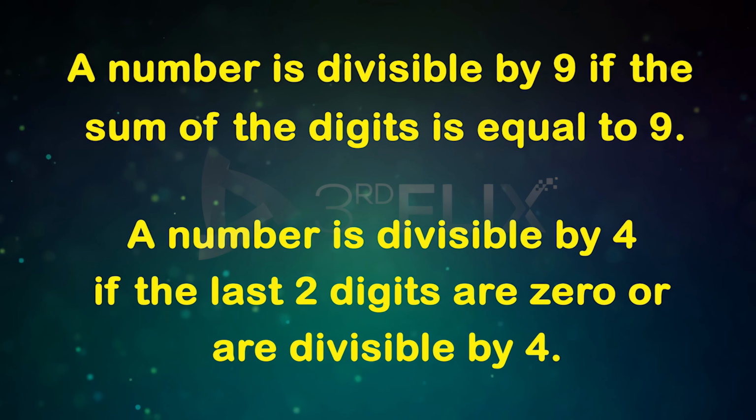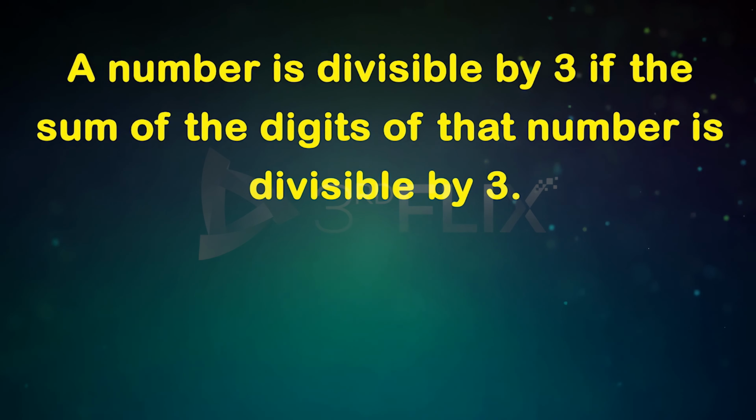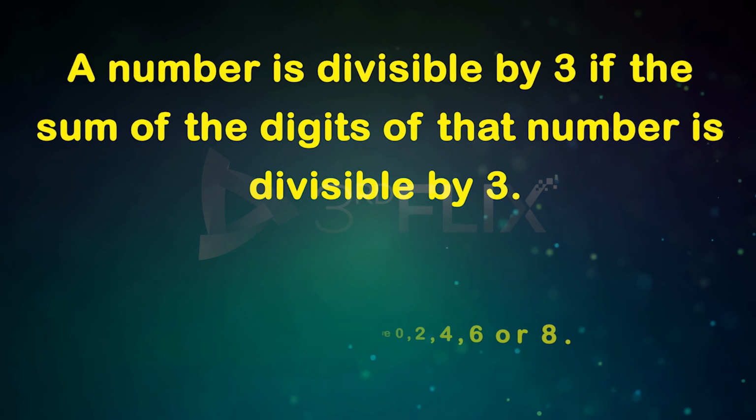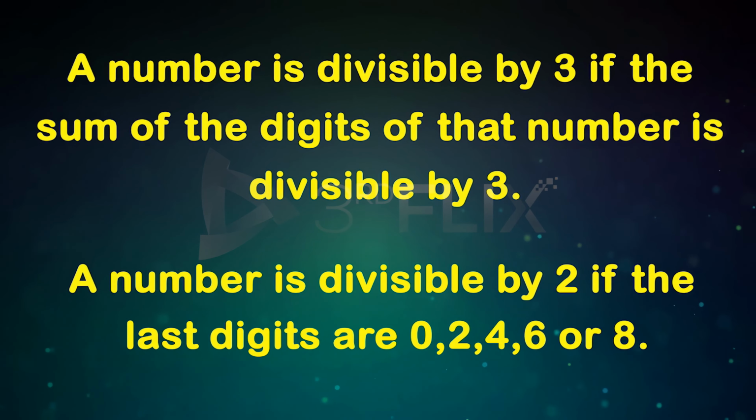A number is divisible by 4 if the last two digits are 0 or are divisible by 4. A number is divisible by 3 if the sum of the digits of that number is divisible by 3. A number is divisible by 2 if the last digit is 0, 2, 4, 6 or 8.